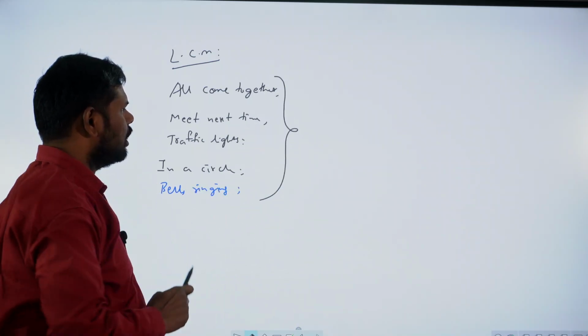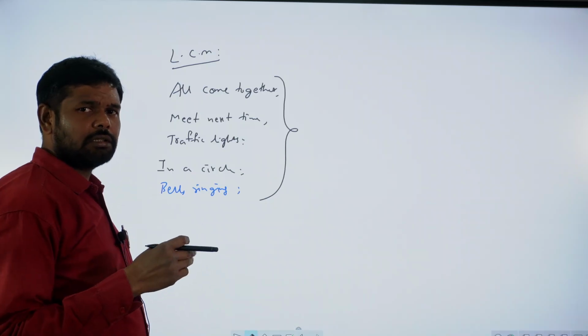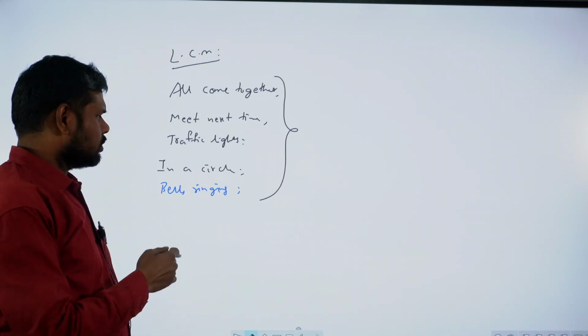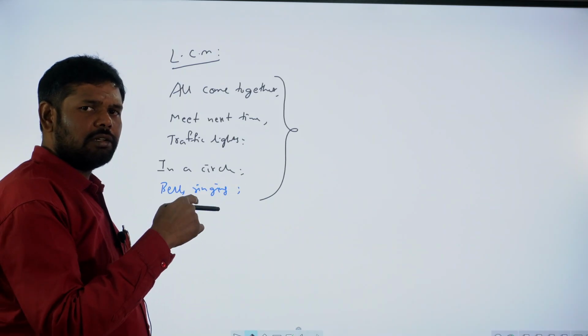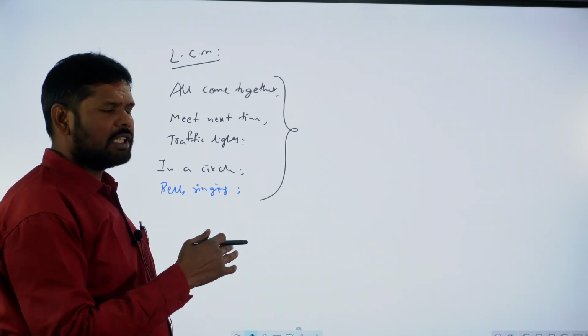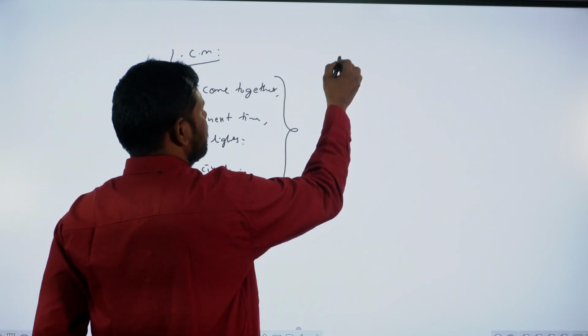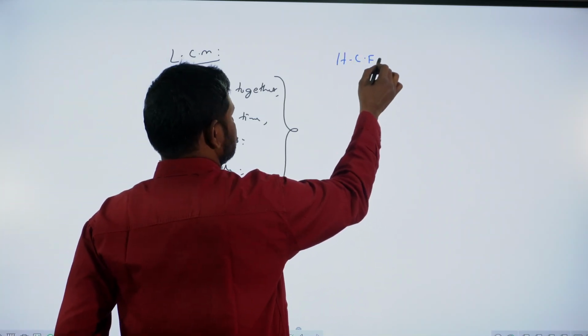LCM means all come together, or the next time meeting, based on persons in a circle and how much time. Different persons are running in a circle with different time periods, and different time intervals are given: after how much time do they meet? These types of questions are generally LCM based, and some questions are HCF based.